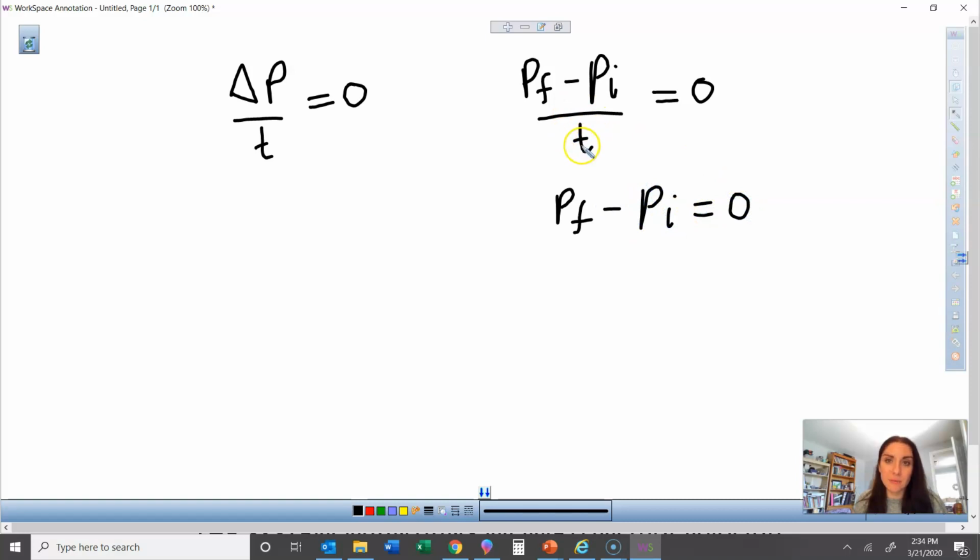Notice that this can't be 0. The equation will be ill-defined. So the part that has to equal 0 is this. And therefore, the momentum in the initial has to be the final. So that's kind of another way to write this mathematically.